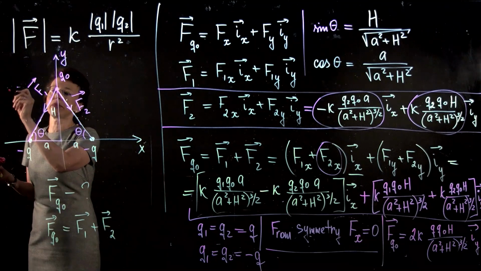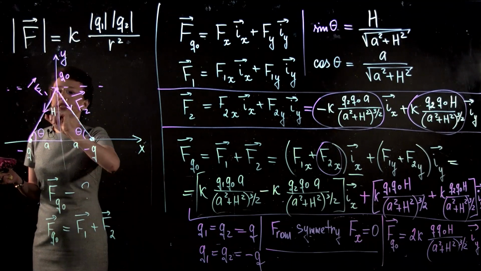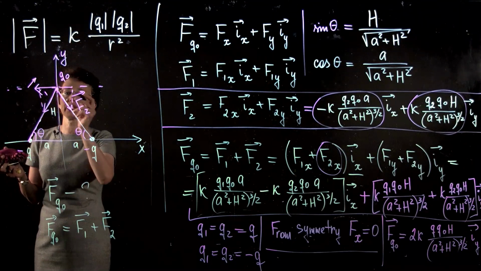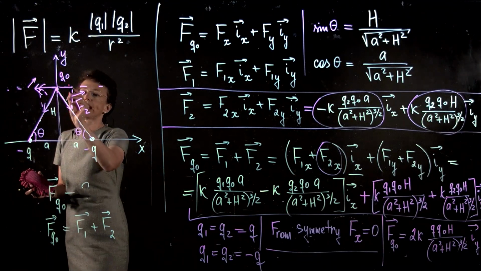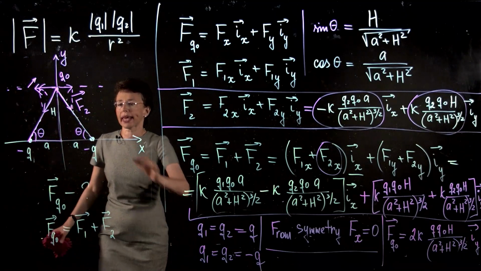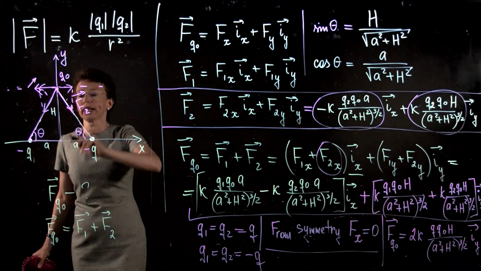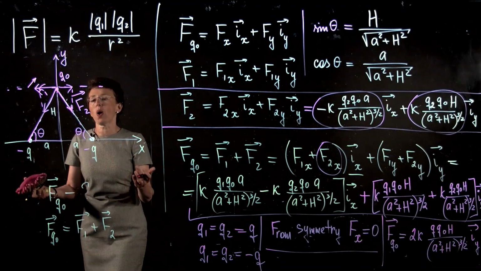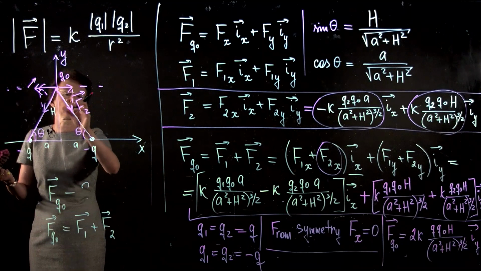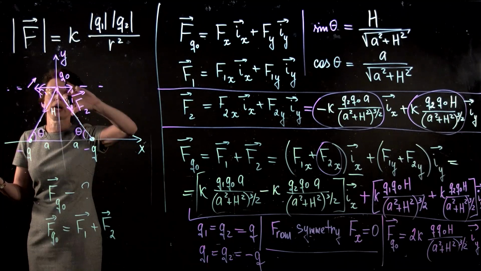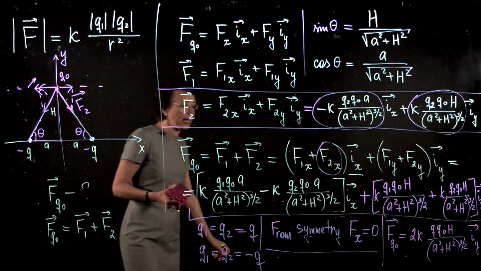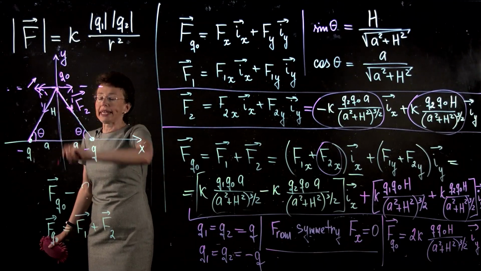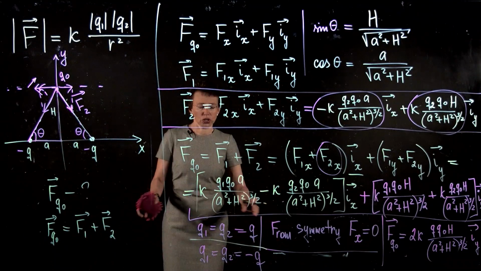Again, from symmetry, we realize that x components will cancel each other. They will have the same magnitude but opposite direction. All we need to find is just the y component of the resultant. We can find the y component of one of these forces, either F1 or F2, and multiply it by 2. What will be the difference? Now it will be in the negative y direction.